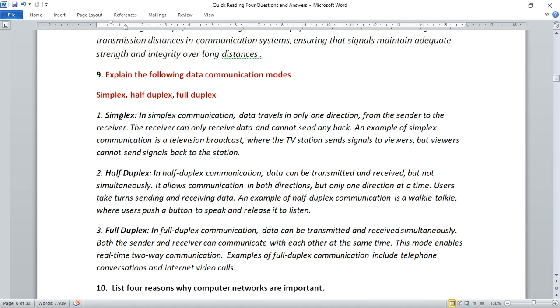Then we have the half duplex. Half duplex is communication in both directions, but one at a time. Like for example, when 2 policemen are communicating, they have to say over. So one policeman speaks, then says over, so the other one can take over. That is half duplex. It is transmission in both directions, but one at a time.